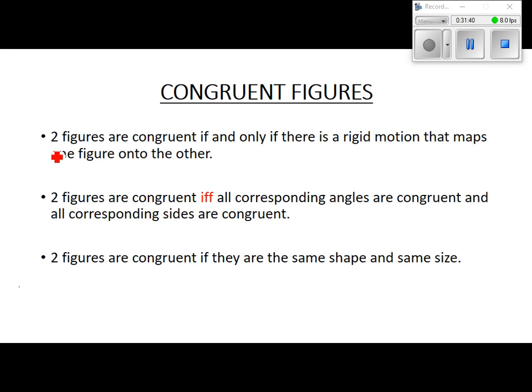Okay, there's got to be a dilation involved there because one's bigger than the other, right? So they can't match up with what we know right now, because we haven't done dilations yet. We'll do that next time.